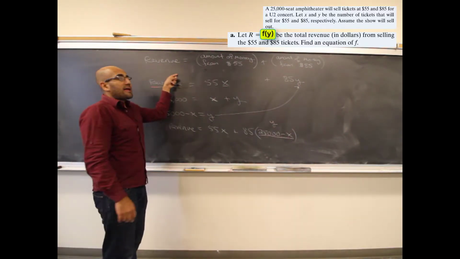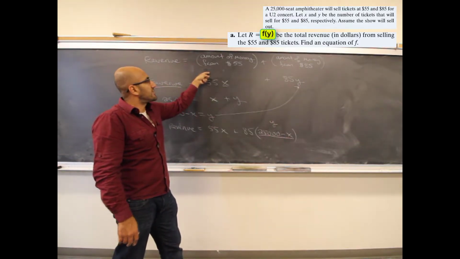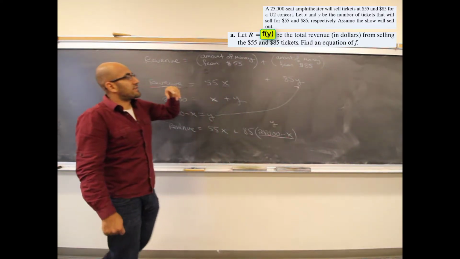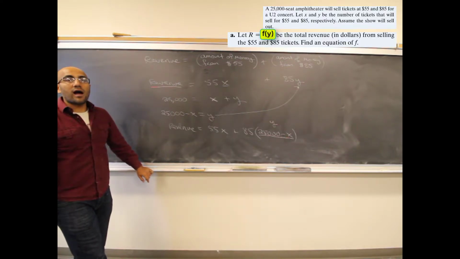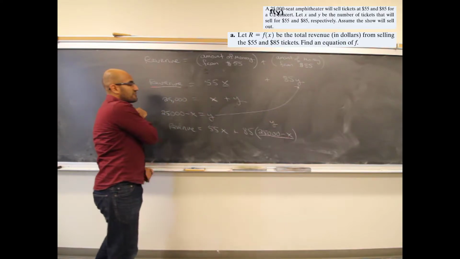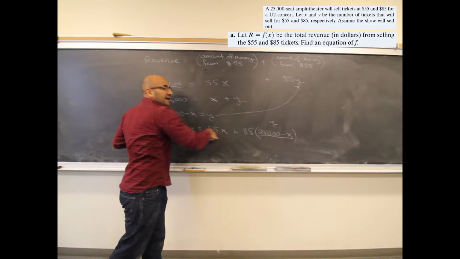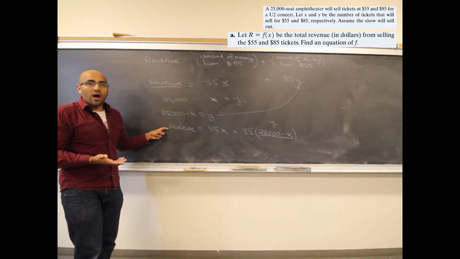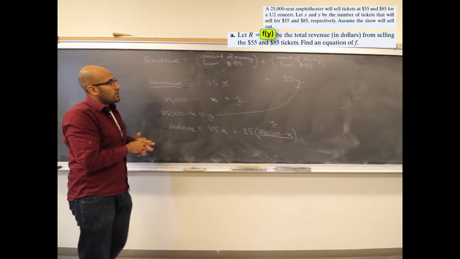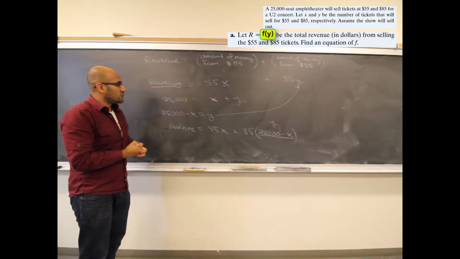The total revenue collected from either tickets is equal to the amount of money collected from the $55 tickets, of which x is how many, plus the amount of money collected from the $85 tickets, of which y is how many of those you sold. And we know that x plus y is 25,000. They asked us to find f of x. We want an equation that only has x's in it. But what if we're asked to find f of y? How would that change things here? And what is the final equation? So find f of y is our new mission.